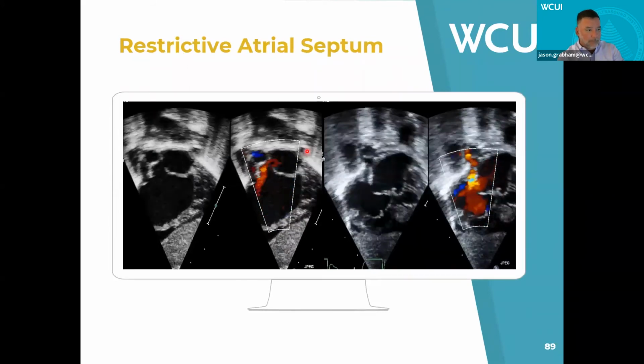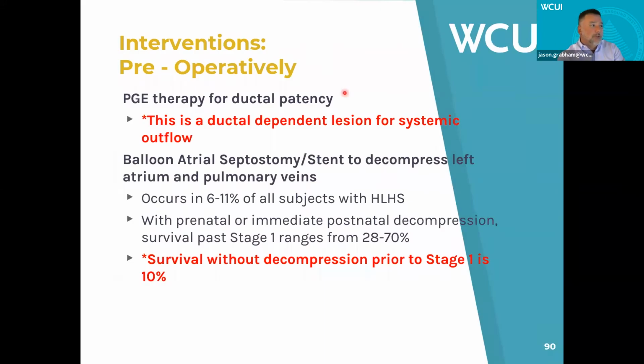So two things that are preoperative interventions that you will typically see with these patients is, number one, the ductus. This is a ductal dependent lesion. So if you don't have a patent ductus, you're not going to have systemic outflow. So they'll start prostaglandin therapy to maintain the patency of that ductus. It just keeps that ductus open.